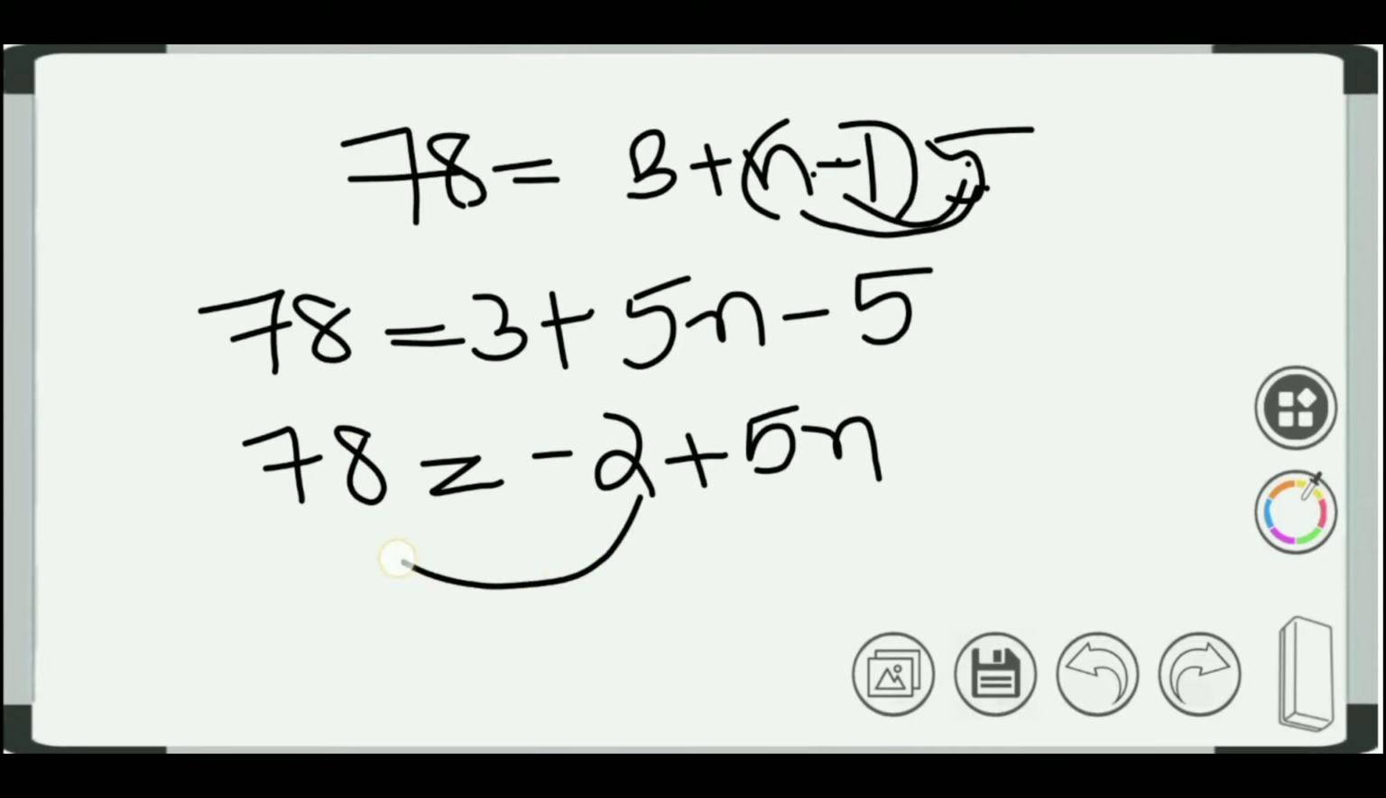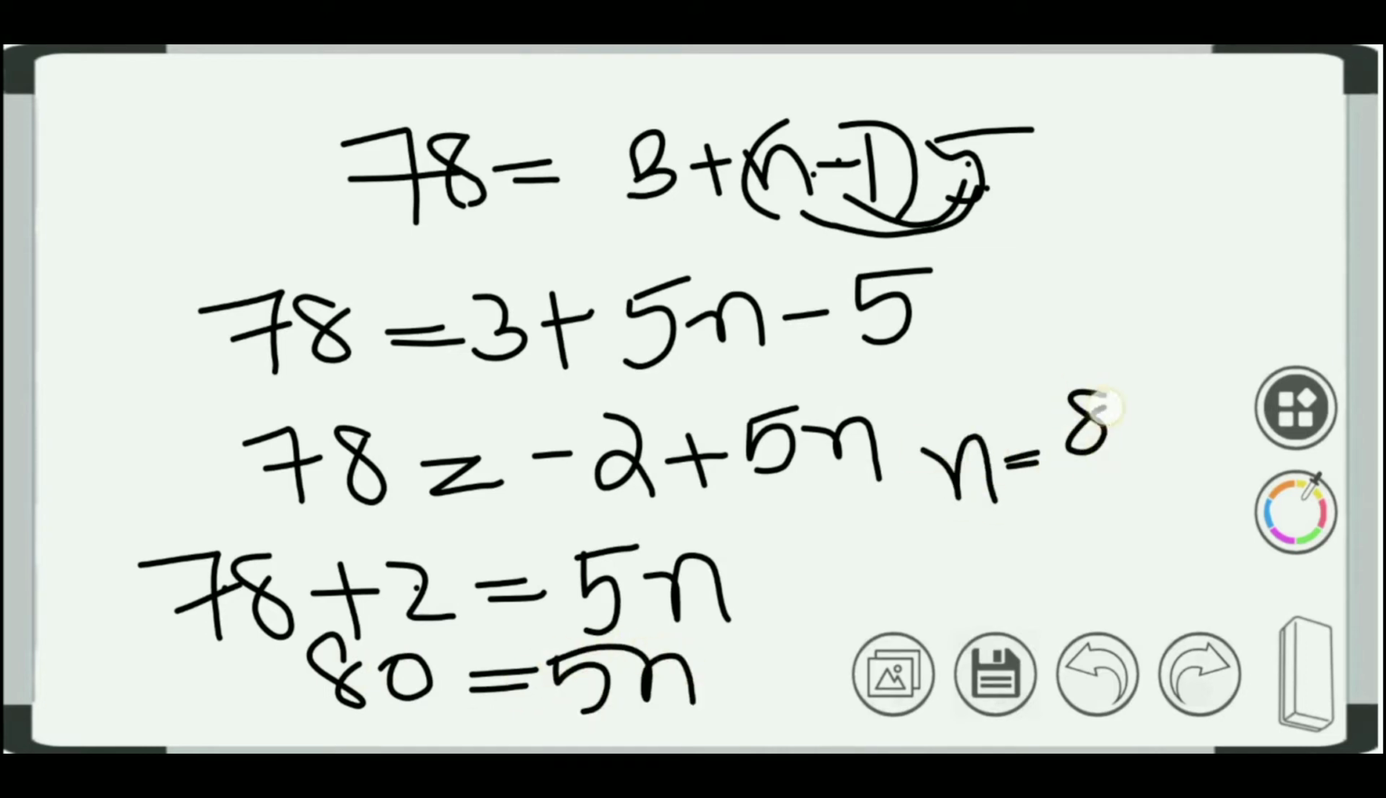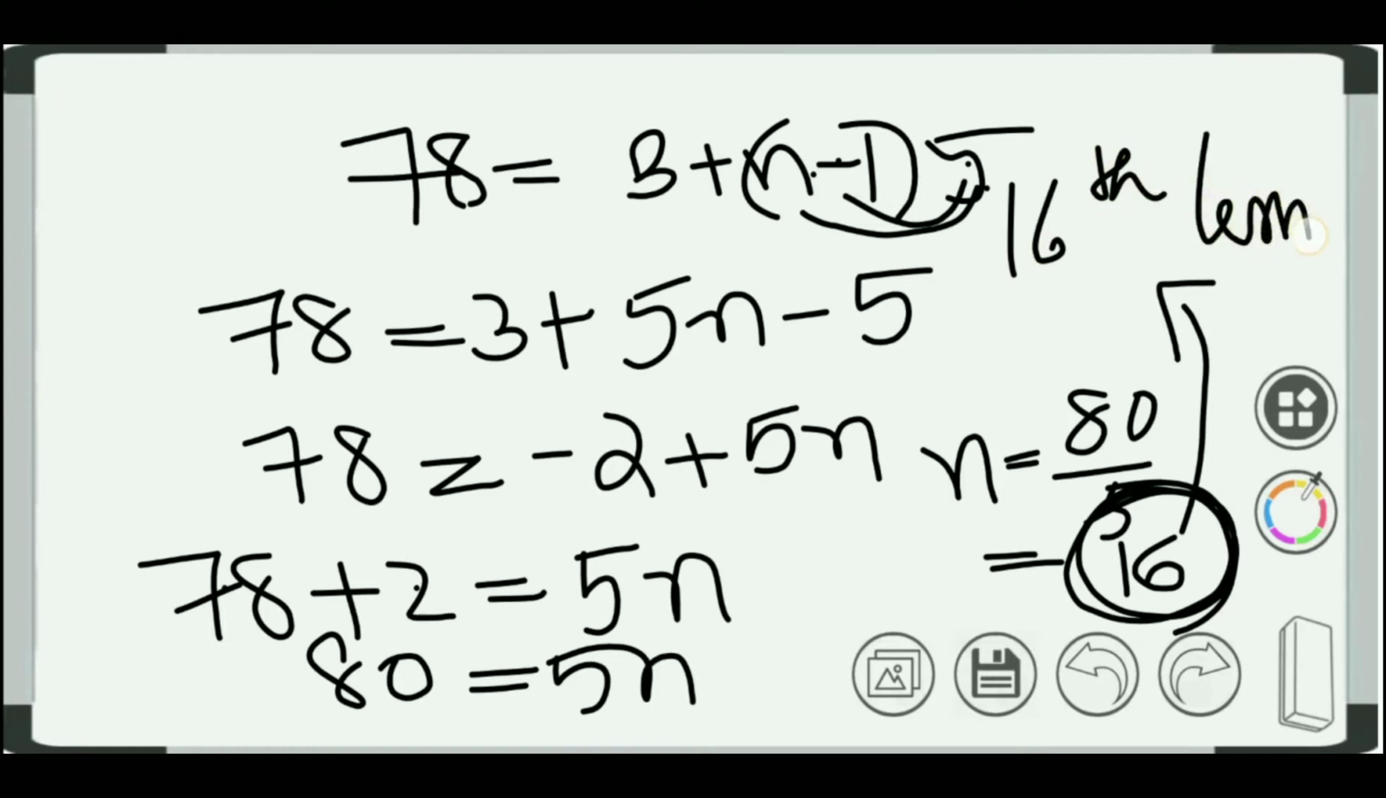Now I'm taking this minus 2 to this side, so minus 2 will become plus 2. 78 plus 2 equals 5n. 78 plus 2 is 80, equal to 5n. Therefore, n is equal to 80 divided by 5. What is 80 divided by 5? 16. So you got the value of n as 16. This is your answer. You can conclude: hence the 16th term of this AP is 78.